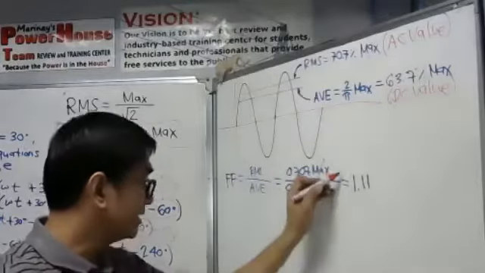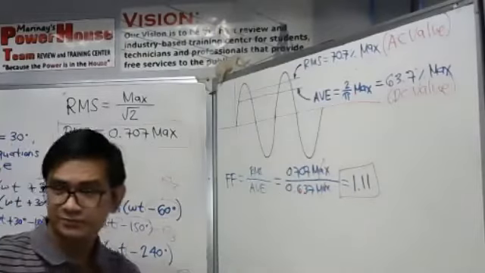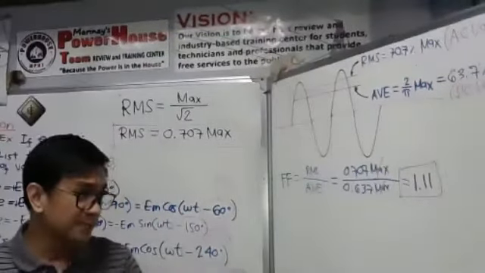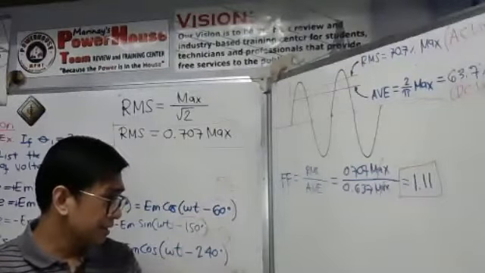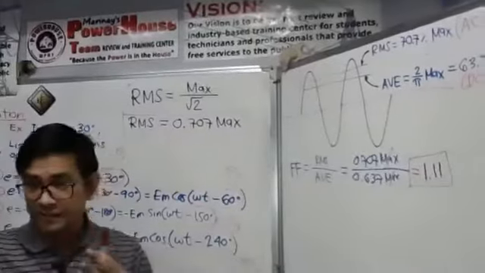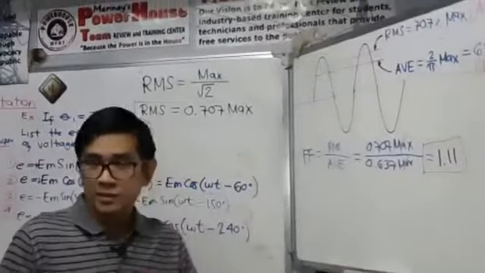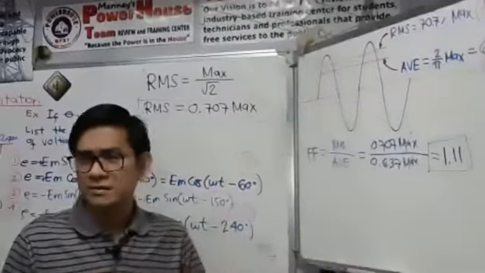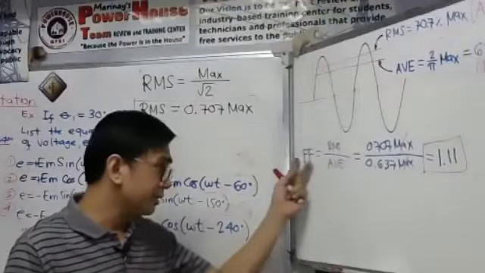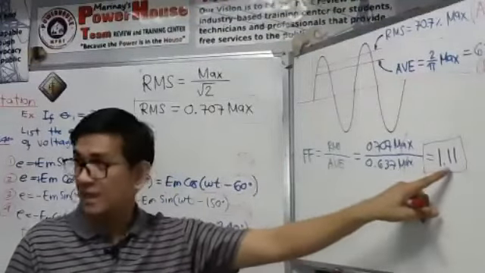That is a board exam question, or actually a licensure exam here in our country, the Philippines. We call that the board exam, our licensure exam. In the US they call this the state board. So the question: what is the form factor of a sine wave? The answer is simply 1.11.